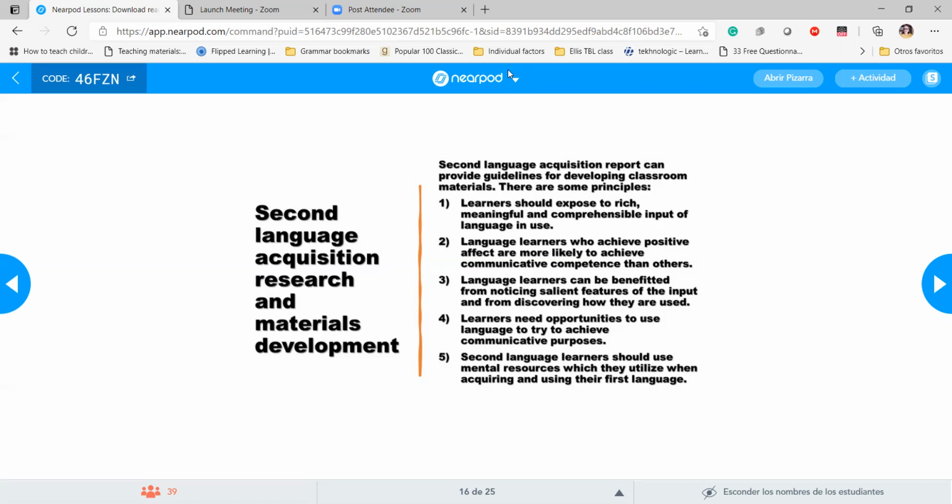And finally, second language learners should use mental resources which they utilize when acquiring and using their first language. There has to be some similarities. Of course, we're not going to teach by syllables because English is not syllabic, but there are some things that students use in the process of learning their first language that can also be applied in the second language, okay?